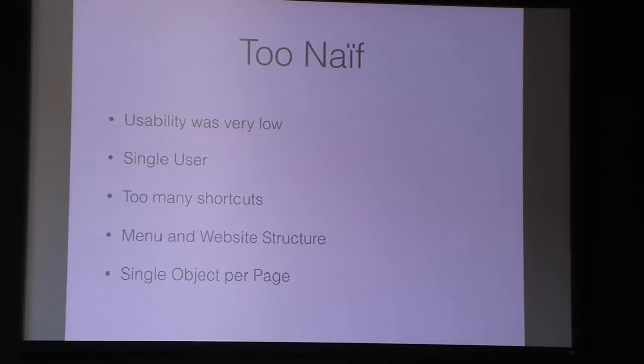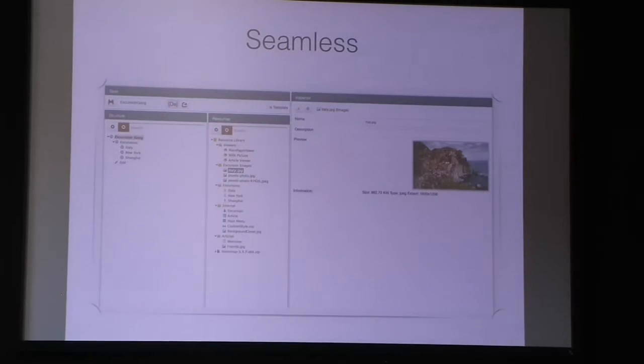It used a lot of shortcuts, like I said, one page could only display one object, so depending on the amount of data that you wanted to show, your objects became very complicated. And if you think about a web page where you have news on the side, and not just content in the middle of the web page, this doesn't really work with this idea. So we came up with a new content management system, version 2, and it's called Seamless.